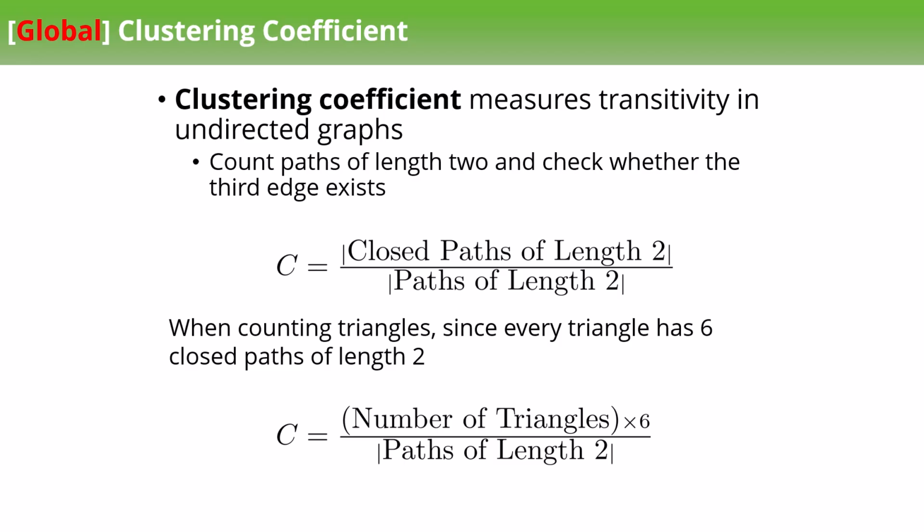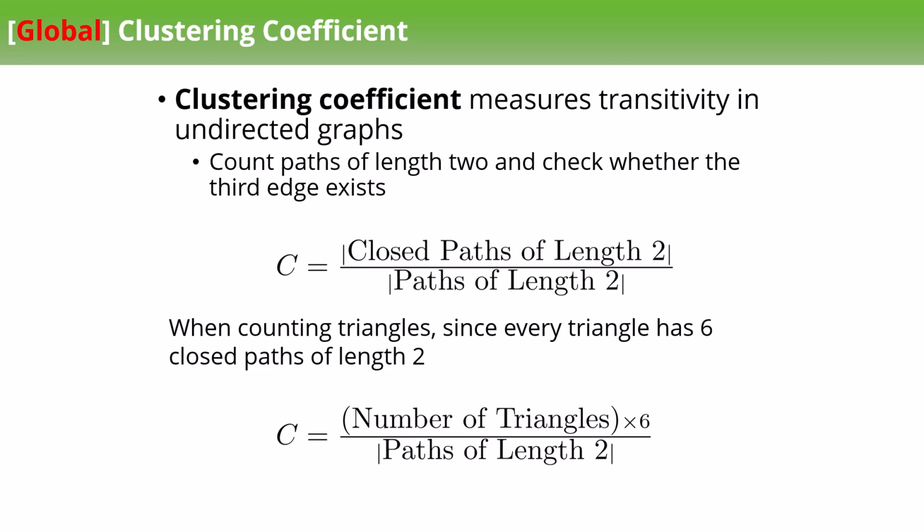Next one, global clustering coefficient. It measures the transitivity for an undirected graph. The basic procedure is, first we count paths of length 2. For example, A to B, B to C. This is a path of length 2 because there are two edges. Then we check whether there is a third edge, A to C. If A and C are connected, the path becomes closed and forms a triangle. So the basic idea is a two-step path plus a third edge equals a closed triangle.